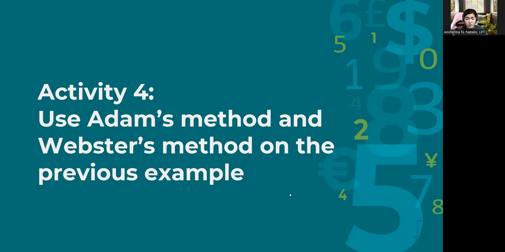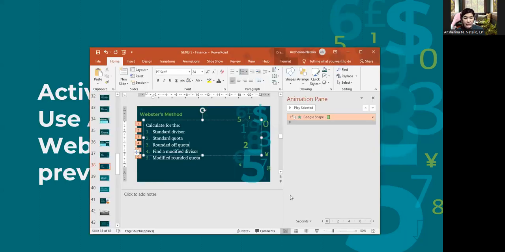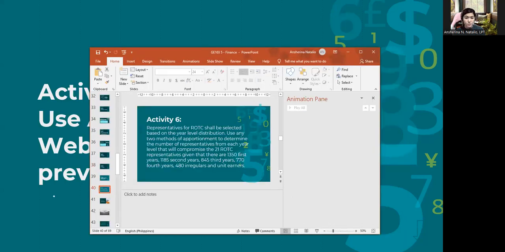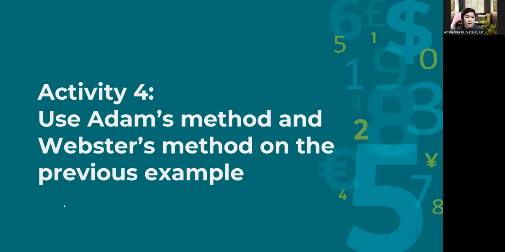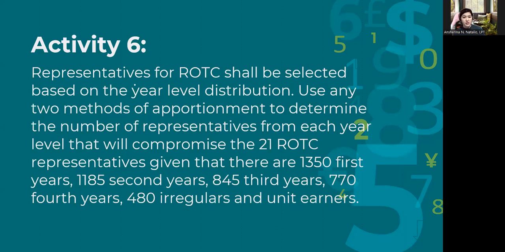The one about 180 tablets to be distributed to the different colleges. And our next activity would be this one. Oops, wait. I think this should be activity number 5, and this will be activity number 6. So, activity number 6. You will make the table yourselves, but I'll be giving you the freedom to choose which method of apportionment you want to use.